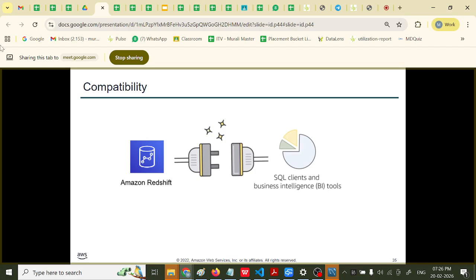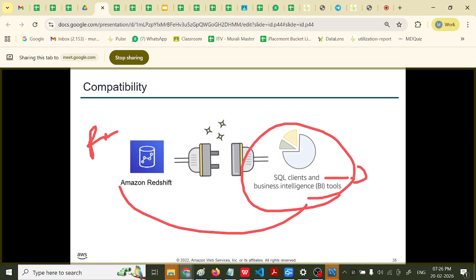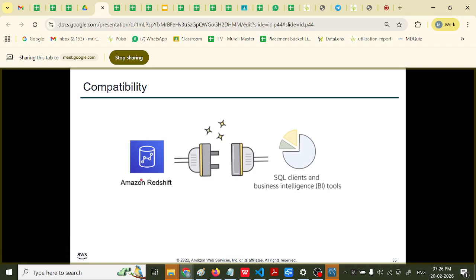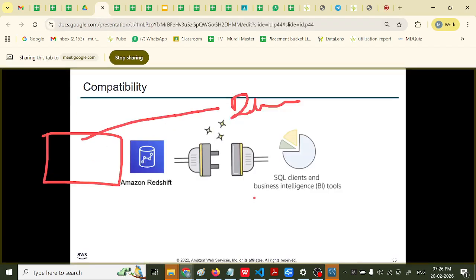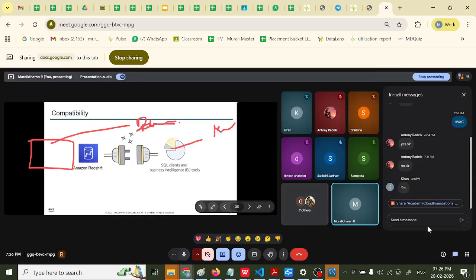Then the main thing is that Redshift will support only SQL clients and business intelligence tools. Since it's a data warehouse, which industry wants to update its status every minute, because we are going to use these BI tools, right? Business intelligence tools are nothing but your Power BI, Tableau, Power BI. Now, these business intelligence tools can give updates. Which industry wants an update every minute?